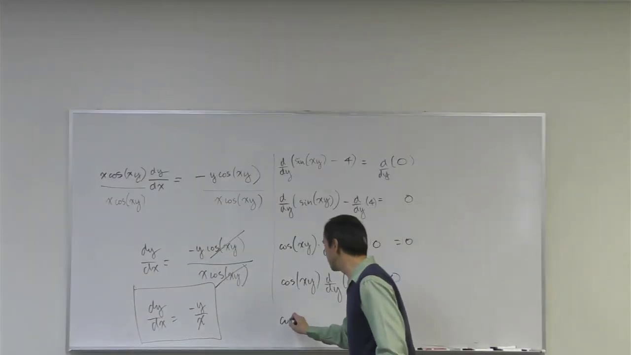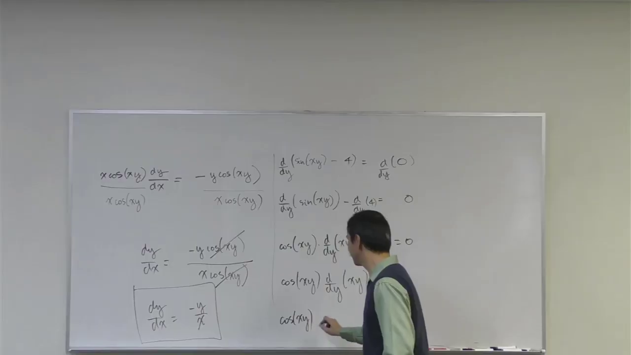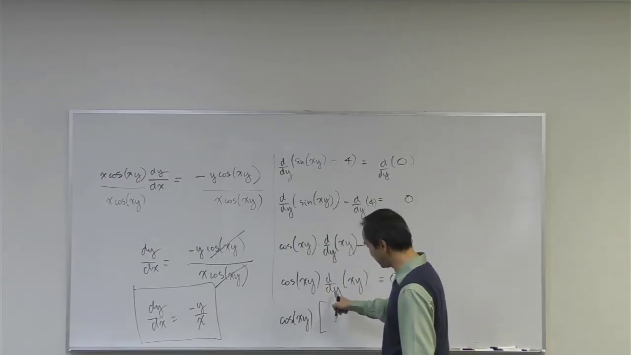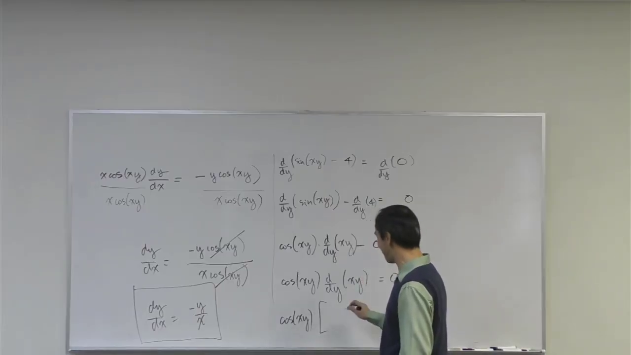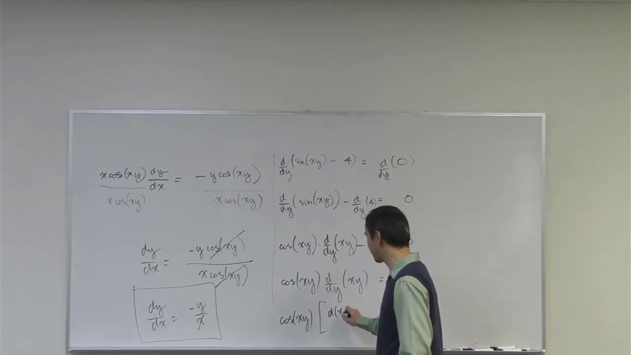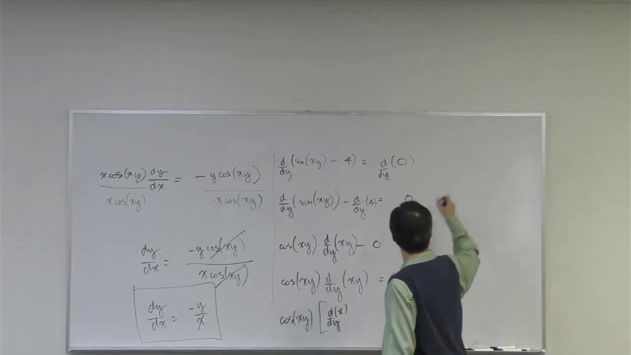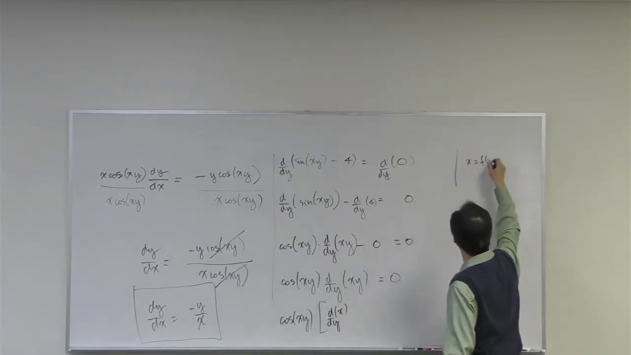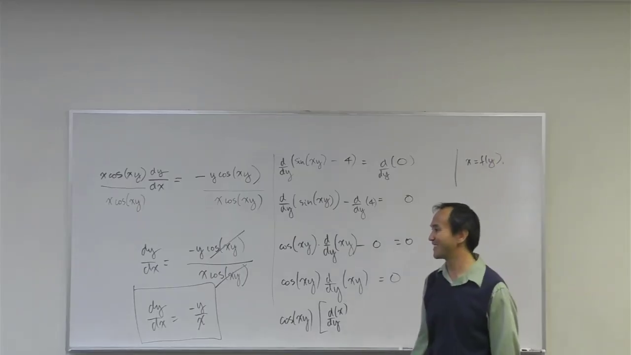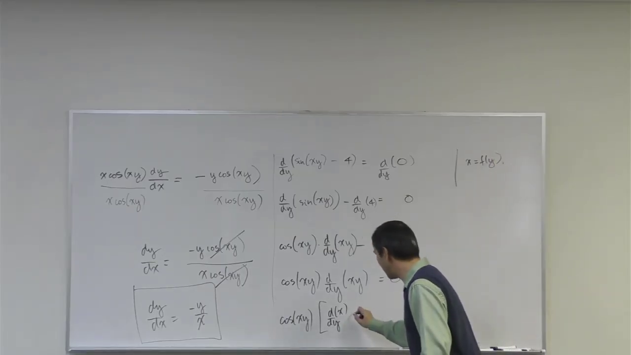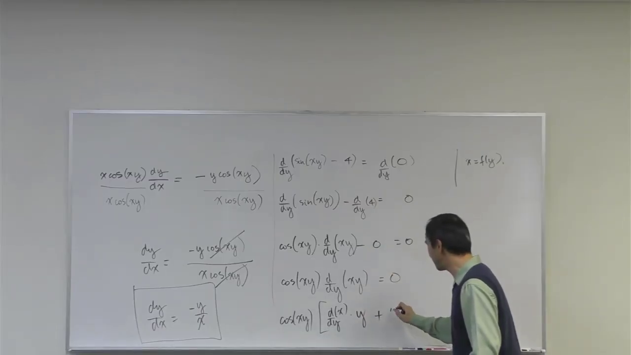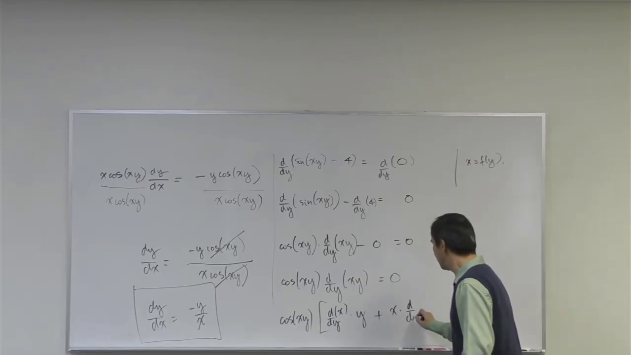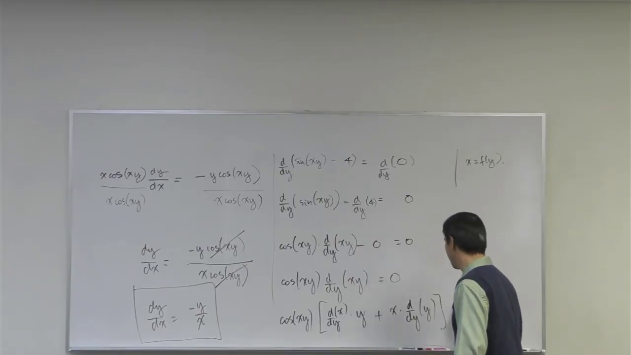So keeping the cosine xy here. Now, the product rule says, and this time just be careful, we're treating y as the variable. So the product rule says I'm going to take the derivative of x with respect to y, keeping in mind this time that x is some function of y. So we take that derivative, multiply with y without derivative. We add that to x, leaving x without derivative, and multiplying with the derivative of y, equal to 0.